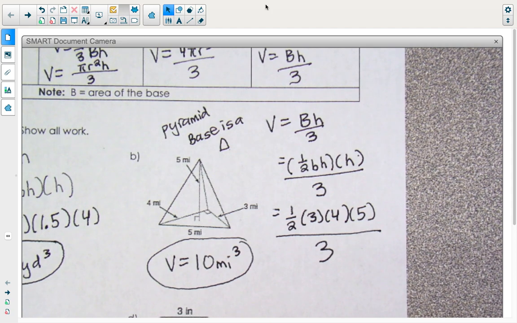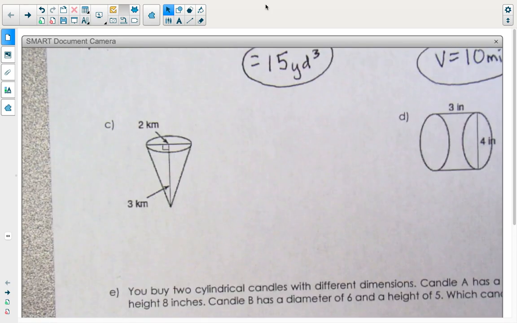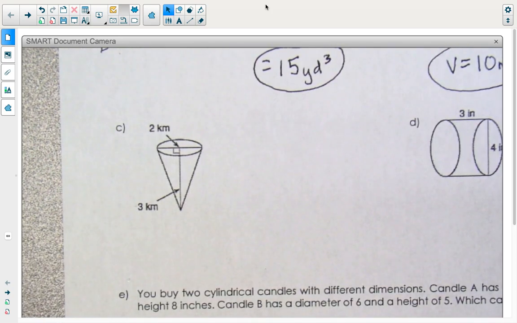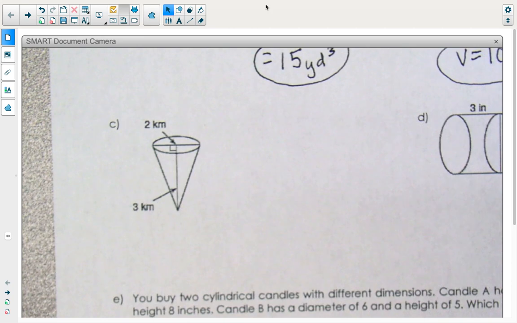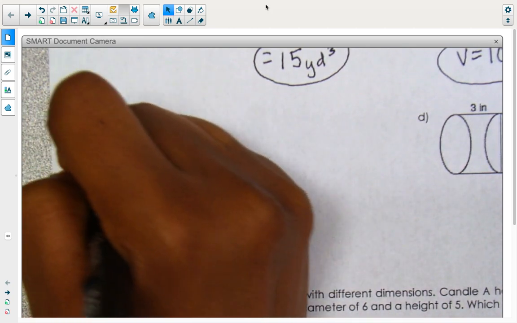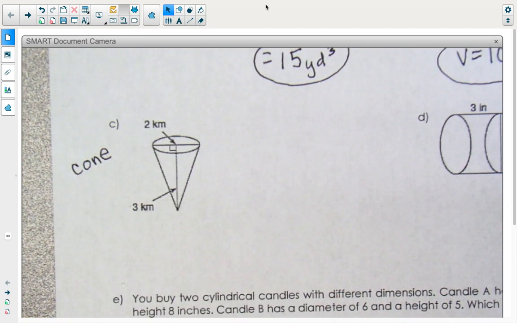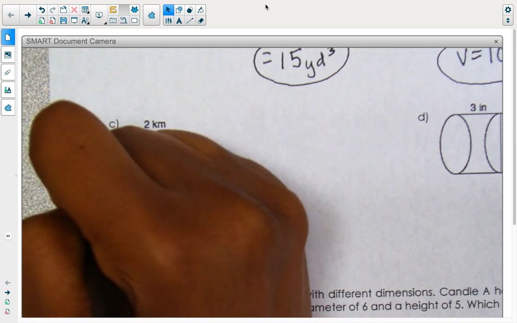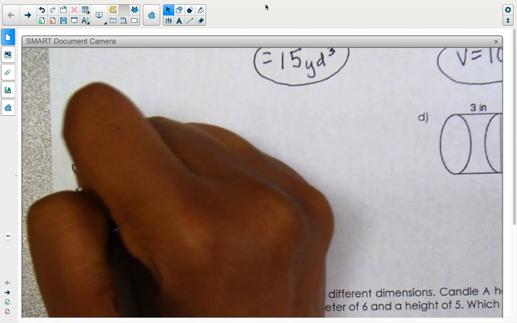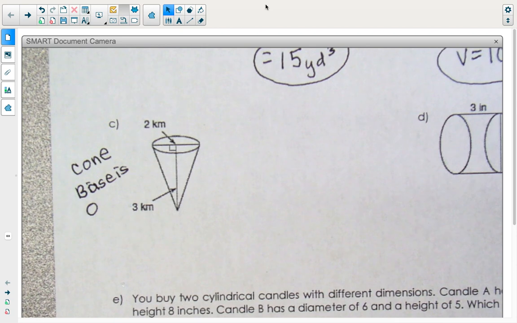All right, so that's a pyramid. Moving on. C. All right, hopefully you recognize that this is a cone. So think ice cream cone. And the base of a cone is a circle. So just identifying shapes and things like that, you don't have to do this. Just making sure we remember our different shapes and things that we have going on here. So this is a cone.